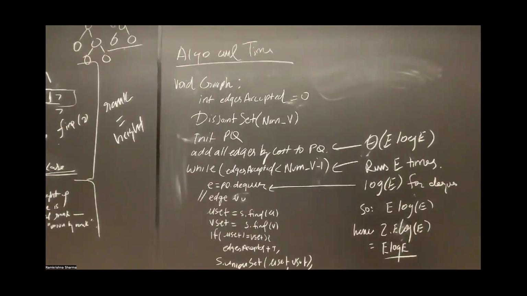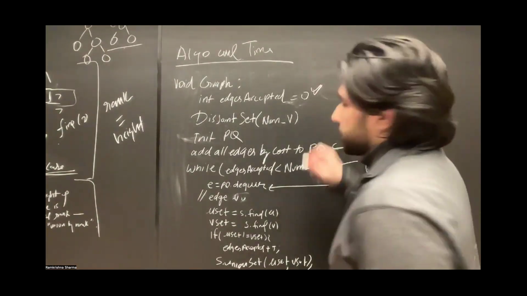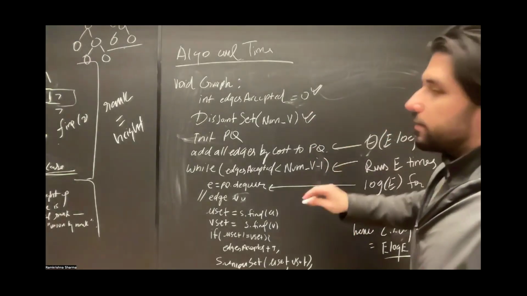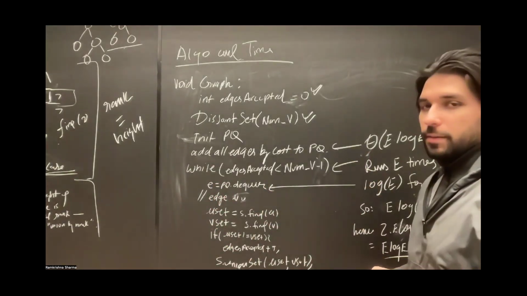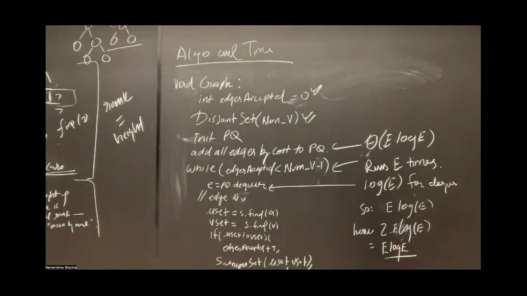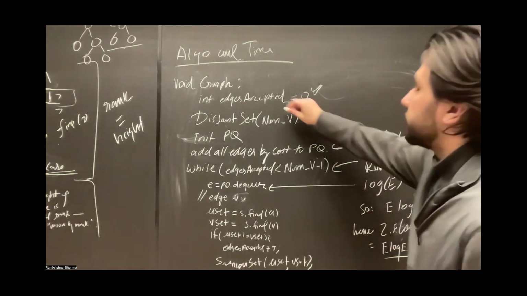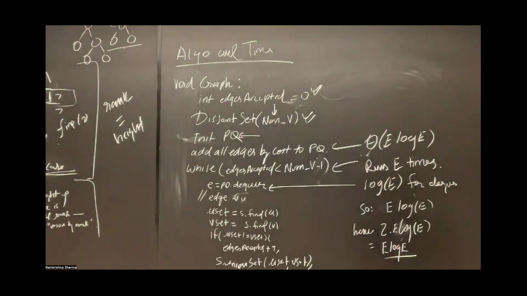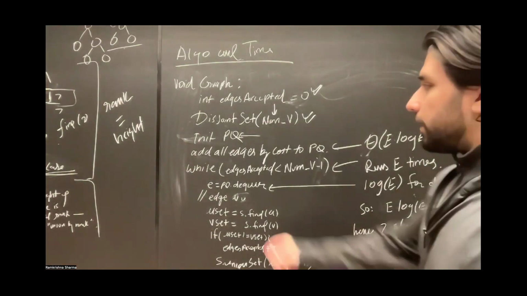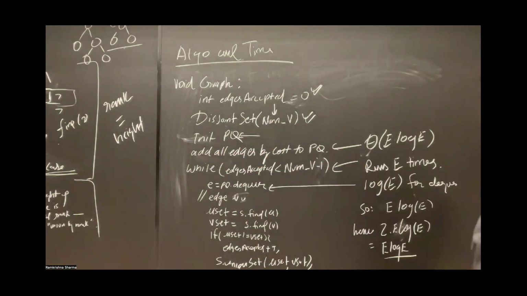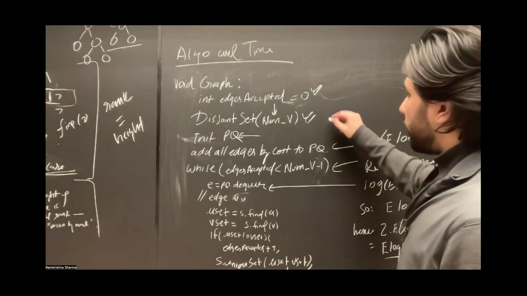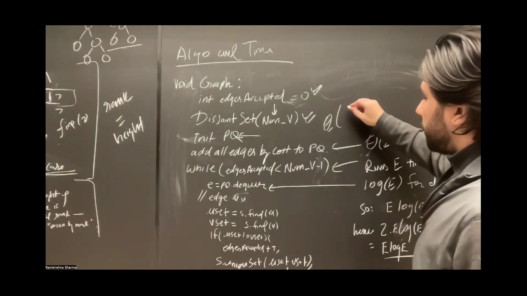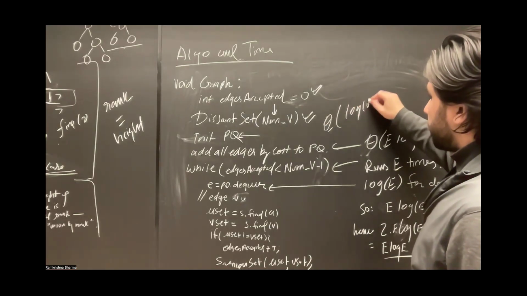The algorithm is simple. Edges accepted is 0. We create a disjoint set so that we get the singleton tree that we spoke about before. We pass in the number of vertices that we have, initialize a priority queue. Nothing yet is costing us time. Add all edges by cost to the priority queue. We know that adding anything into a min heap is log v.